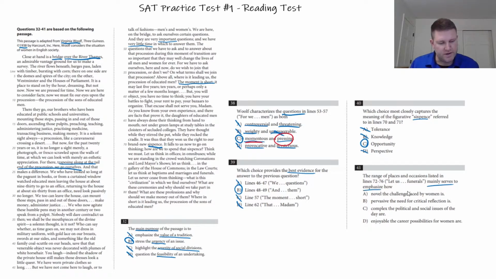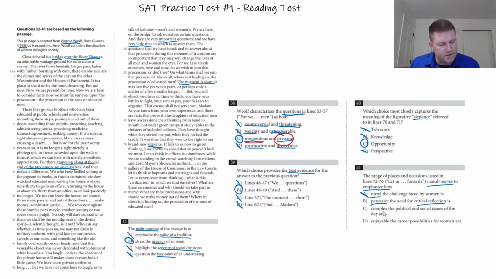This mainly serves to emphasize how novel the challenge faced by women is. Novel means new, and she's not saying this is a super new issue. She's saying we need to figure it out. So A is out. Pervasive. A lot of people get caught on this word. Pervasive means widespread, which is exactly what we were talking about. So you need to be thinking everywhere. So yeah, pervasive, the need for critical reflection is. Yeah, so this is a great answer.